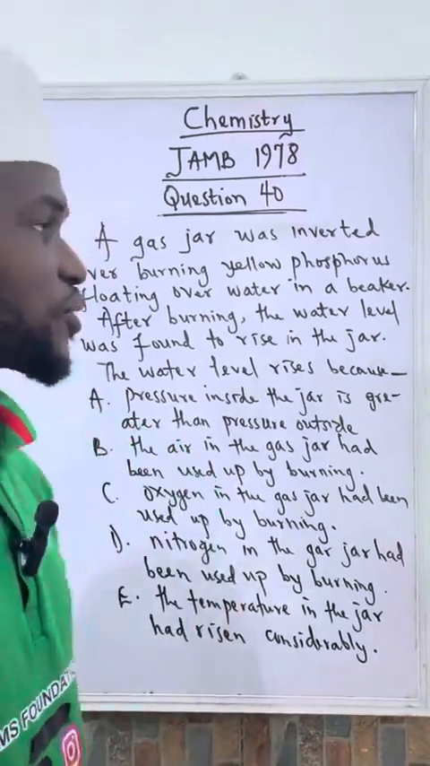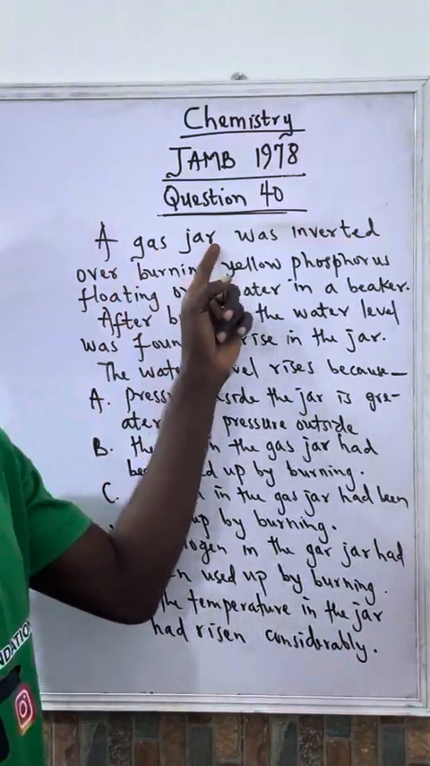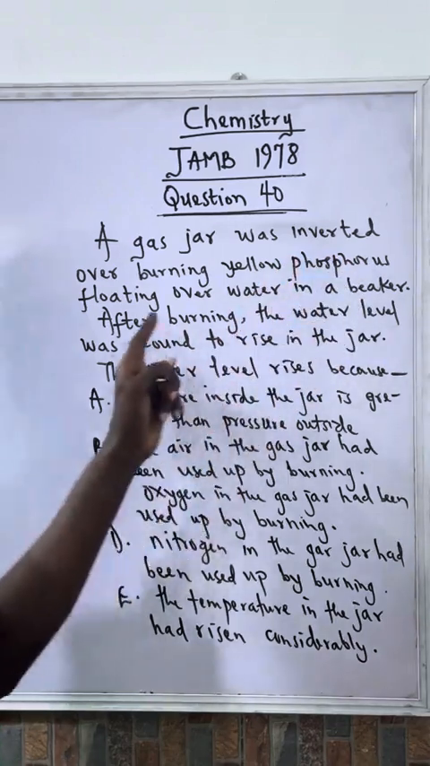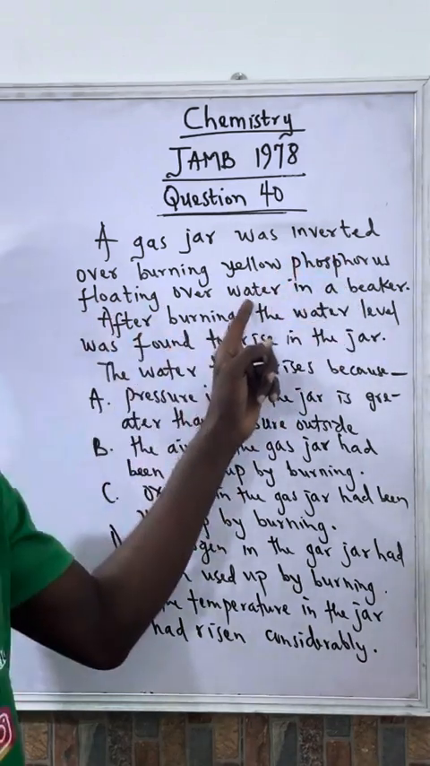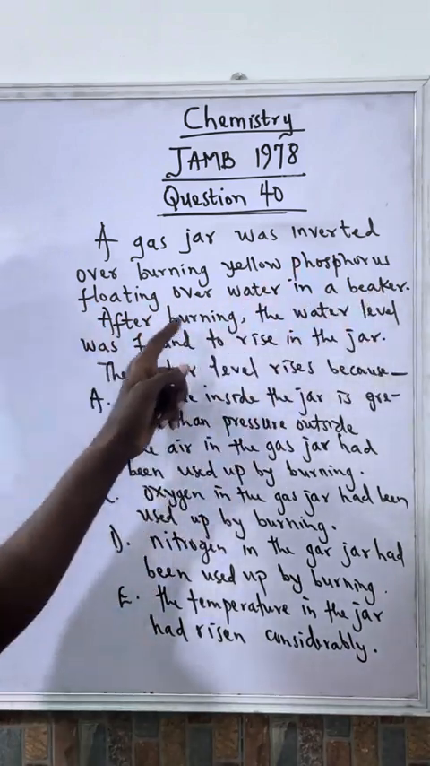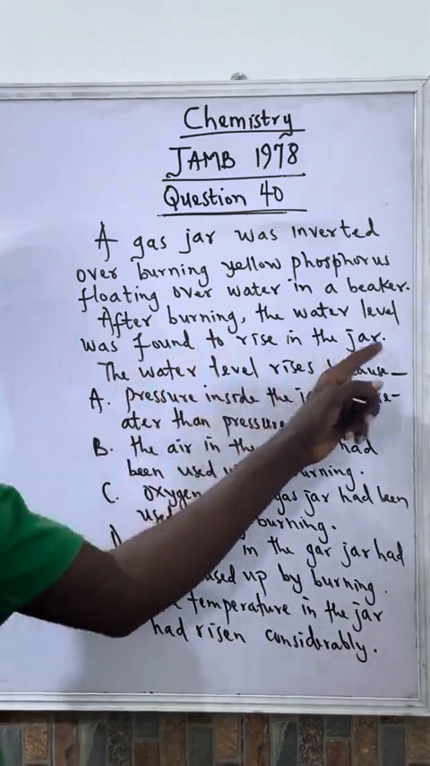All right, let us consider this question. A gas jar was inverted over burning yellow phosphorus floating over water in a beaker. After burning, the water level was found to rise in the jar.